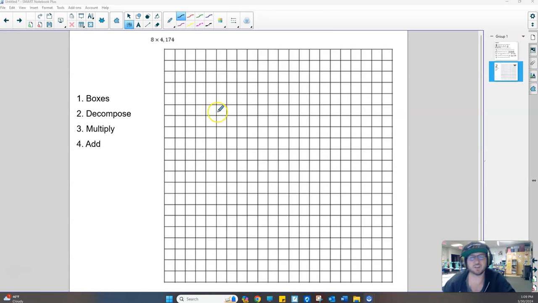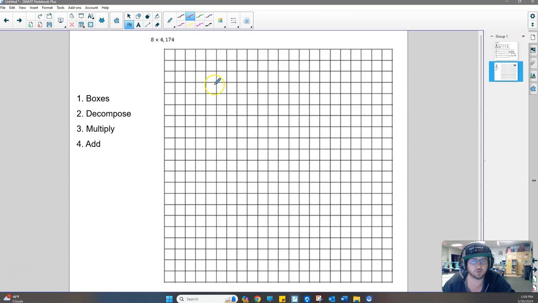Now I told you guys we don't necessarily need to try and fit into these small boxes for this because some of these numbers are going to get bigger. So what I want to look at is that 4,174 first. I'm going to draw in red so you can see it a little better. I'm just going to make a big bar.